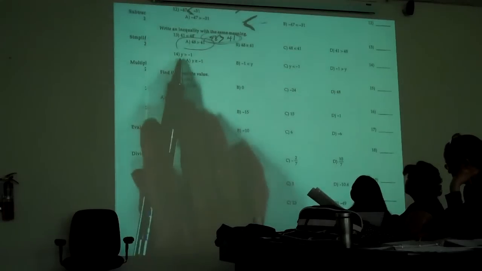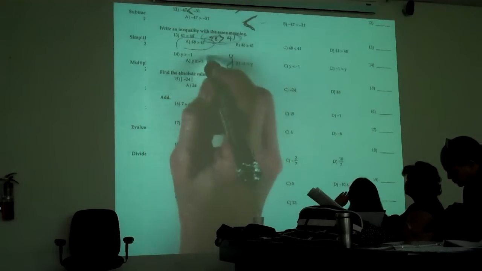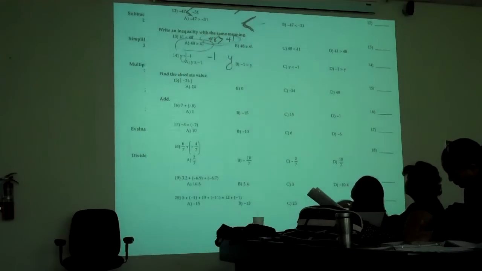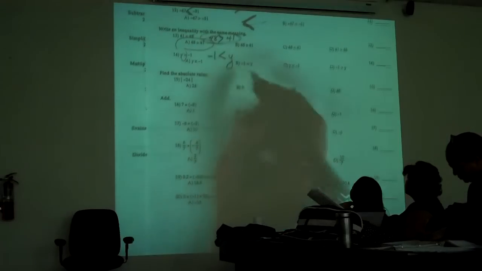Okay, this one, with the same meaning, we'll put the y on the other side. Put the -1 here, it's going to flip the sign over. Okay, so that's the same as B.